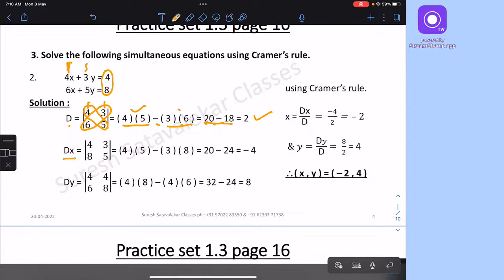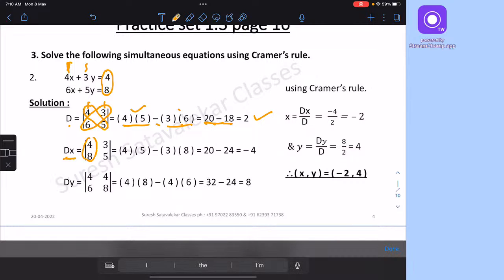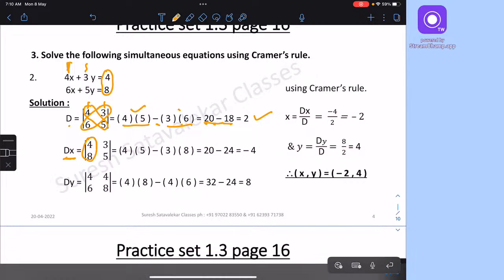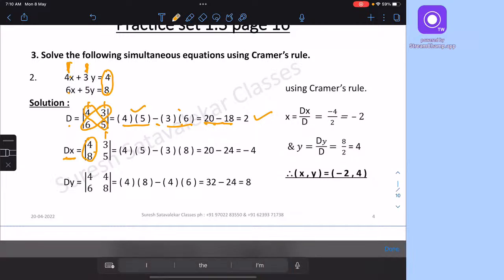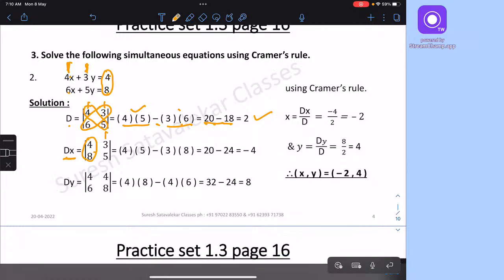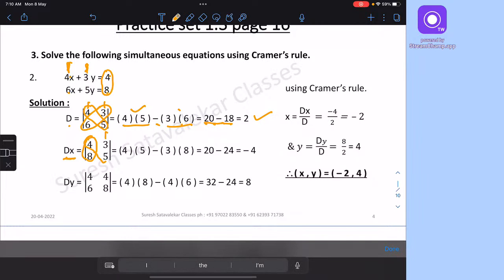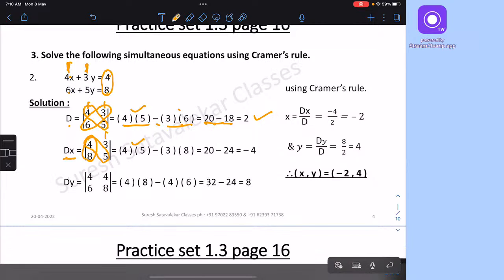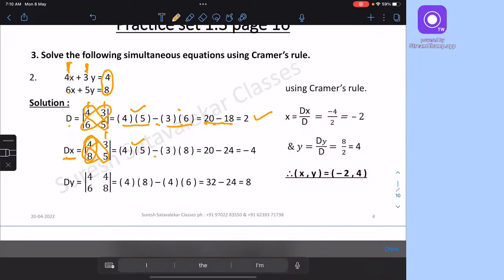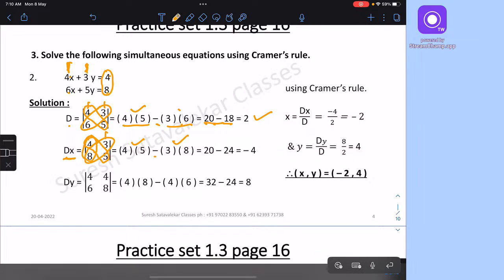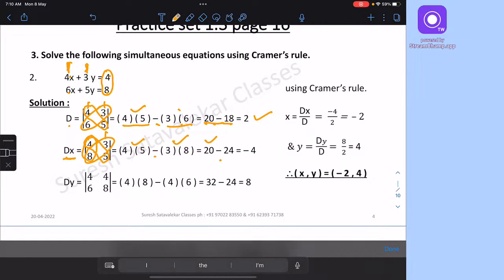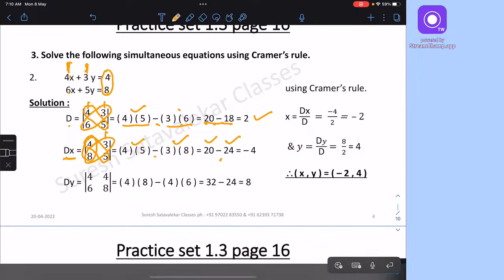When you are writing the determinant for x, the coefficients of x are replaced by right hand side. So instead of 4 6, you are having 4 8 here, and the coefficients of y are retained, these 3 5 are retained. Now to solve this determinant, as before, 4 and 5 will multiply here, minus 3 and 8 will multiply here. 4 5s are 20, minus 8 3s are 24.